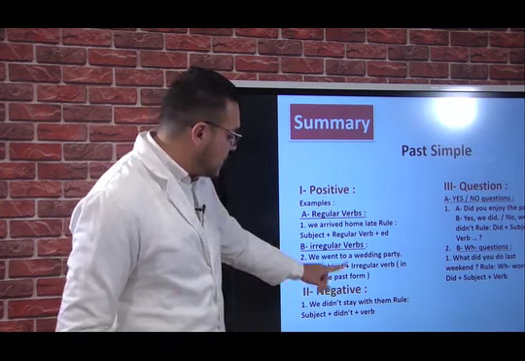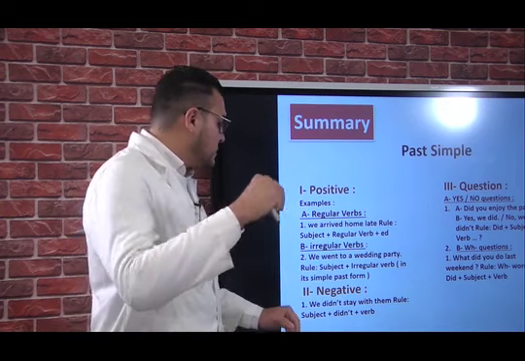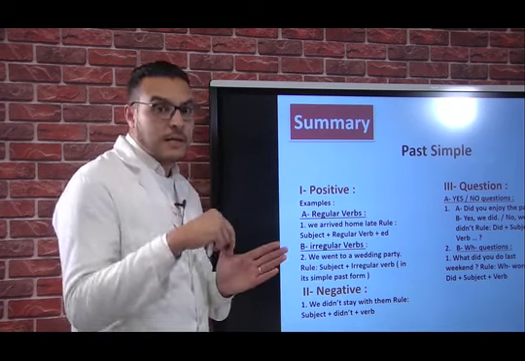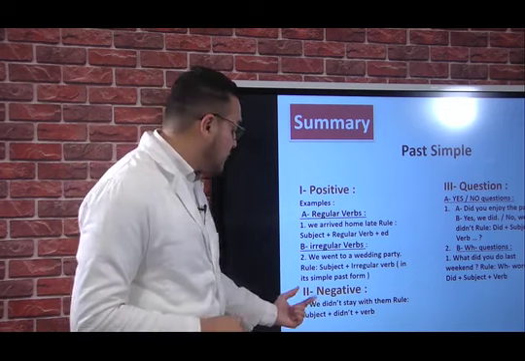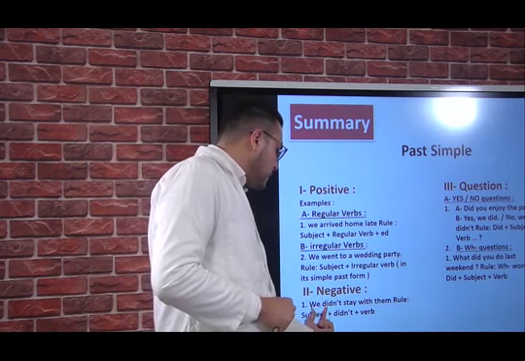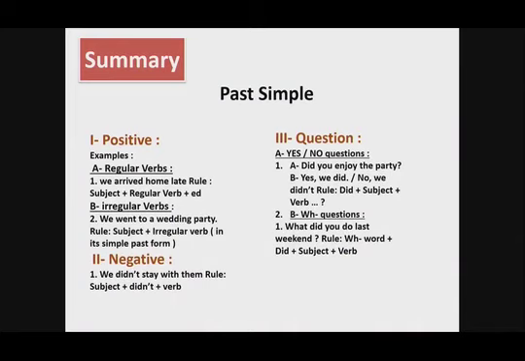We move to the negative form, and here the auxiliary did interferes to make the negative form, and we say, we didn't stay with them. The rule is as follows: subject, did not as a long form, didn't as a short form, plus the verb in the infinitive form.